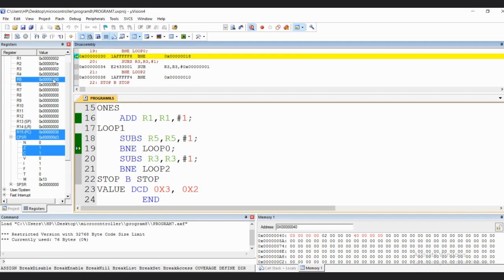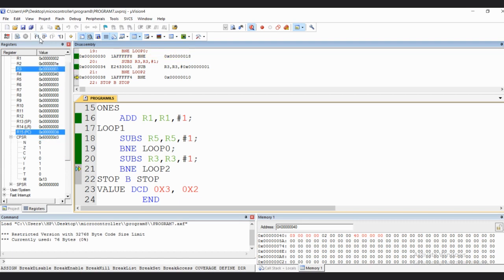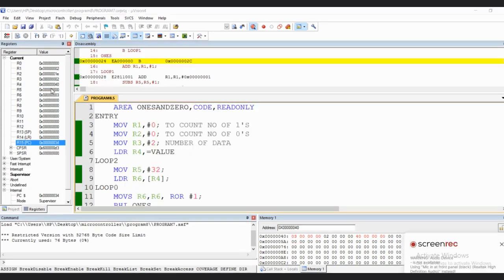Now observe, R5 is equal to 0. That means we have checked all the 32 bits. Now after executing this, let us check the value of R1 and R2. R1 is equal to 0x2 and R2 is equal to 0x1e. That is, R1 is holding the value of the number of ones and R2 is holding the value of the number of zeros.